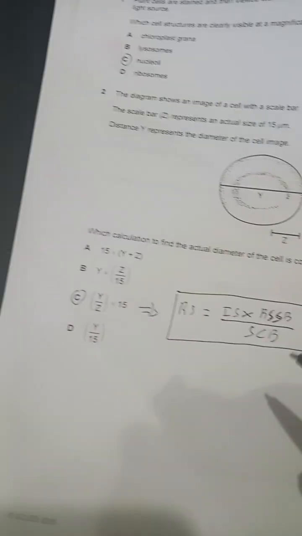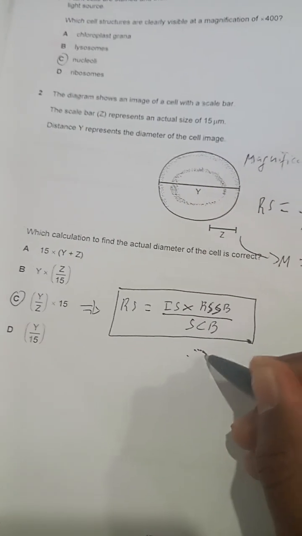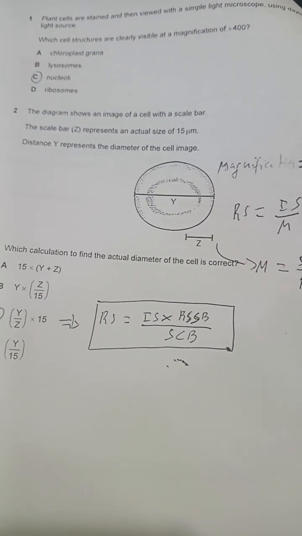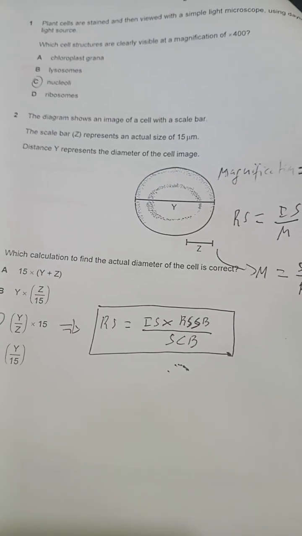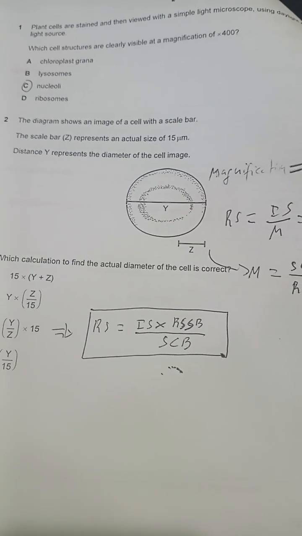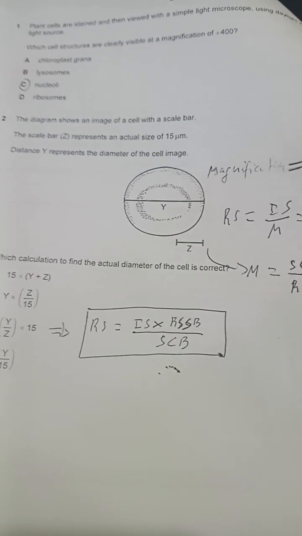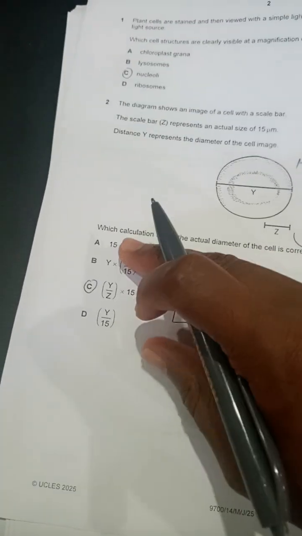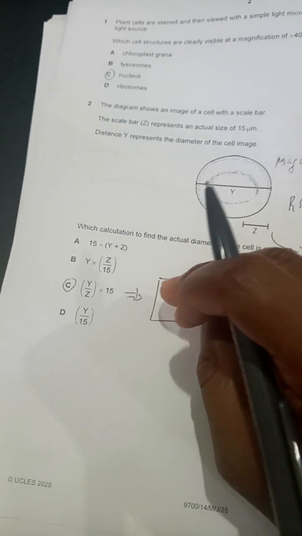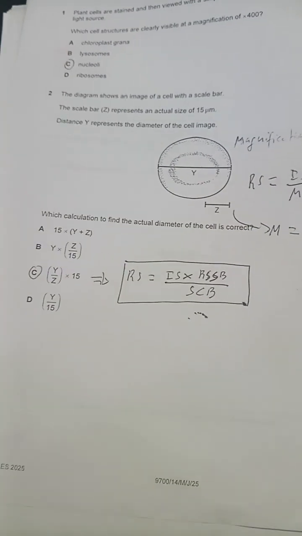So now it gives you this formula: actual size is image size times the real size of the scale bar. They told us that the real size, the actual size of the scale bar is 15 micrometers, over the size of the scale bar. So this corresponds to option C. It corresponds to option C, so this is the correct answer for number 2. Okay, let's move on. Let's see what we can do.